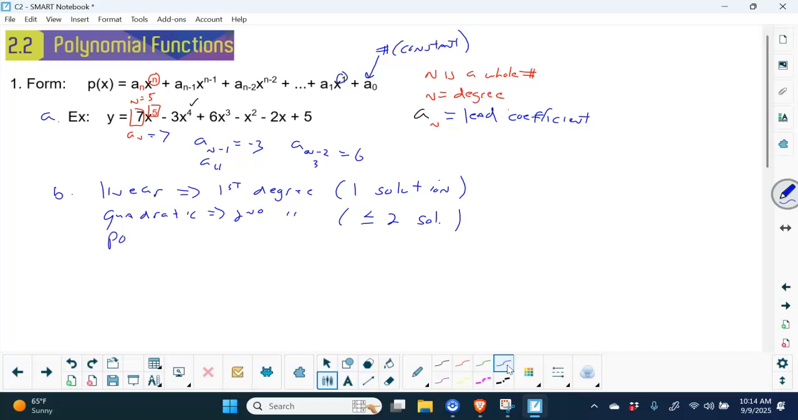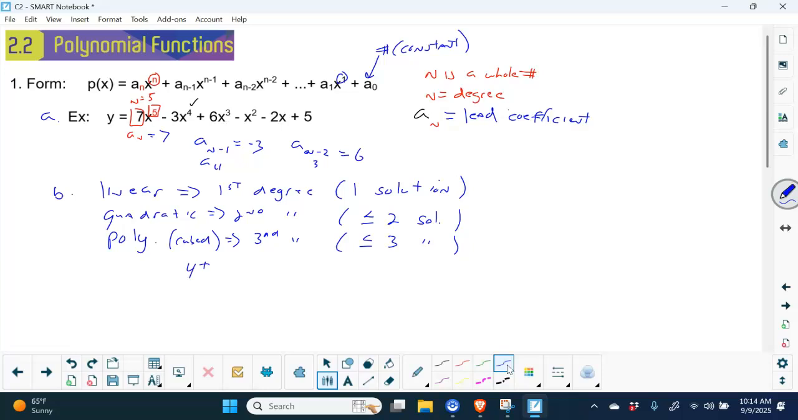Now, polynomials, I'm just going to say poly. There's all kinds of polynomials, right? So cubed, fourth power, fifth power, sixth power, seventh power, etc. are all polynomials. So let's do a polynomial cubed, right? Third power, right? So this is going to be third degree, and there's going to be less than or equal to three solutions.